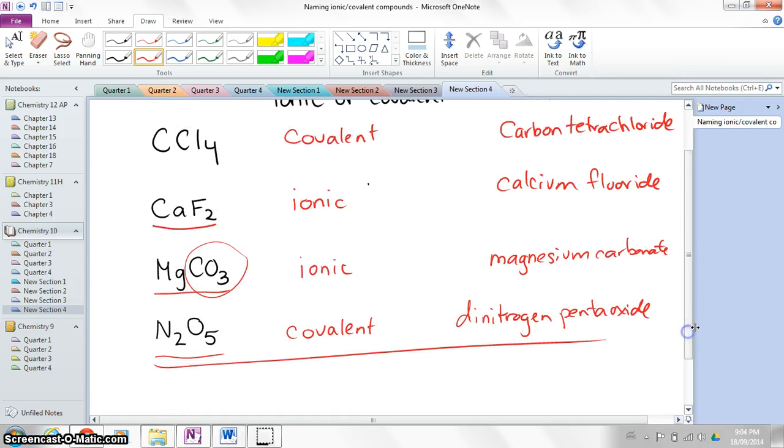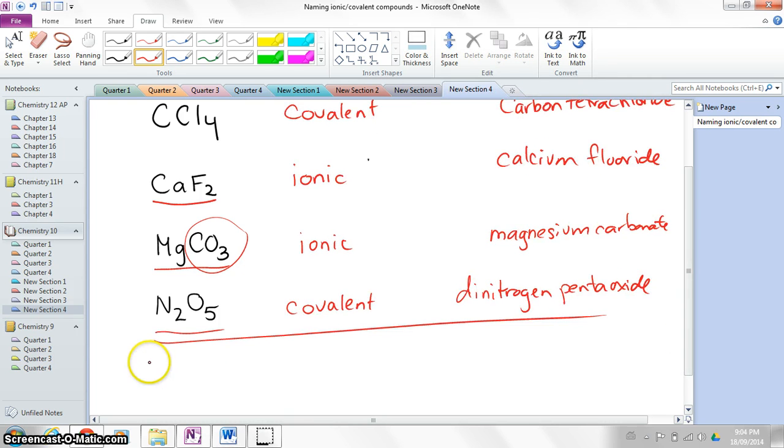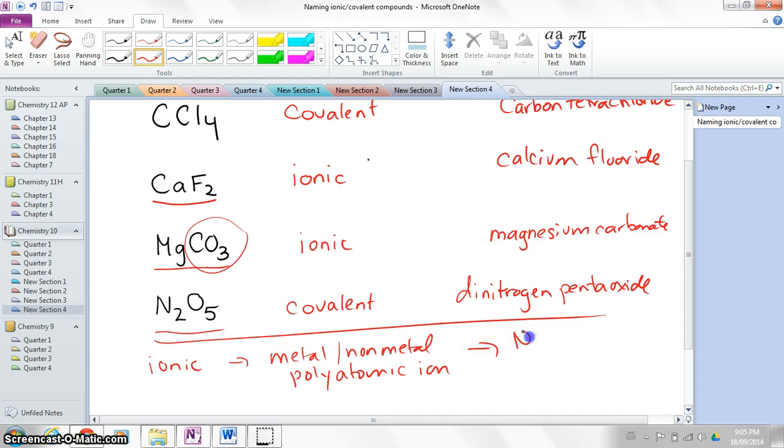So now you have it. You won't get confused. When you're naming ionic or covalent compounds, just keep the rules straight in your mind. You have ionic compounds if you have a metal and a nonmetal, or anything with a polyatomic ion. No prefixes.